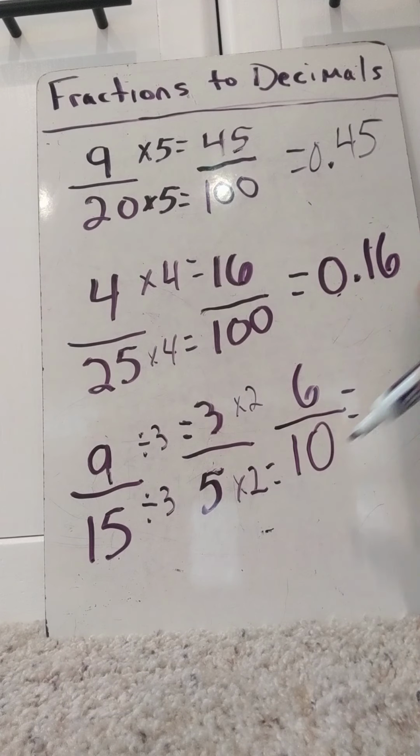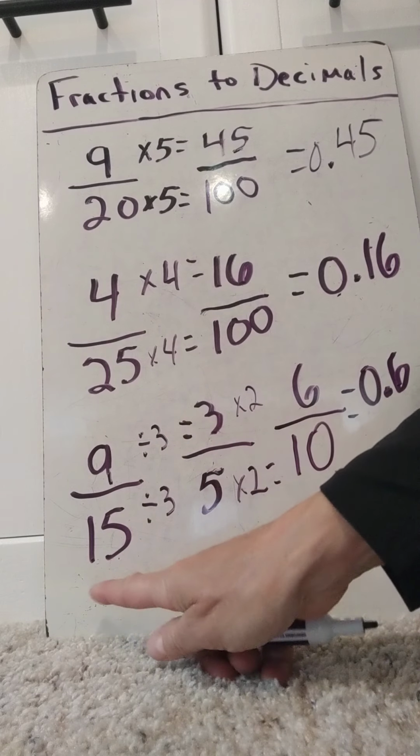This 6/10, how would I write that, okay? Well, I would write that 0.6, because now the 6 is in the tenths place. So that's exactly how you're going to have to do that.